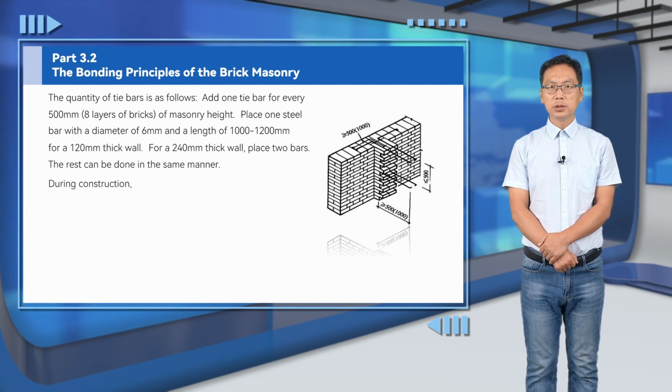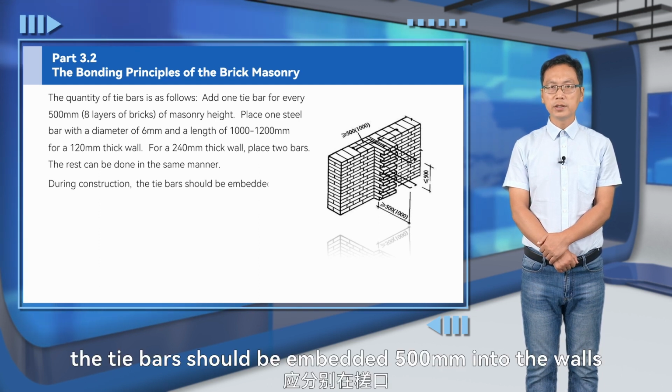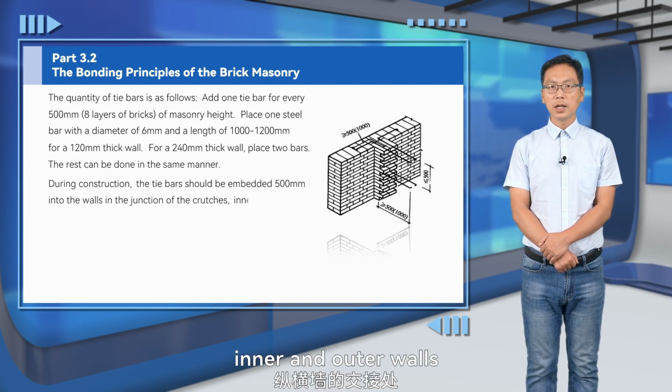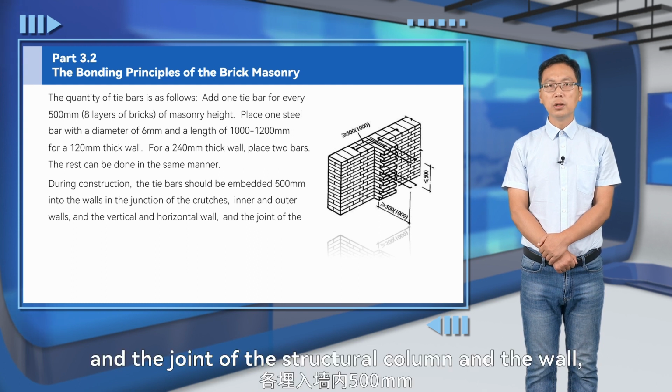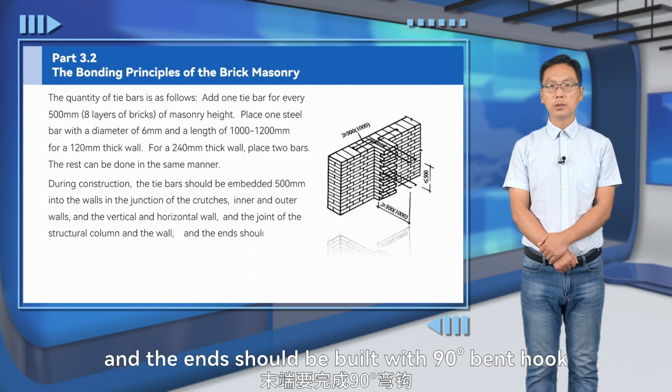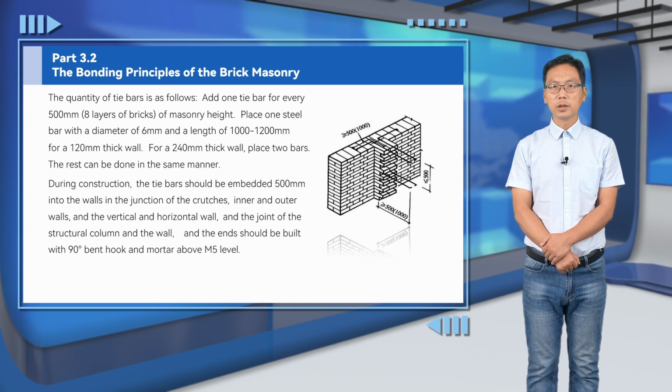During construction, the tie bars should be embedded 500 mm into the walls in the junction of the crutches, inner and outer walls and the vertical and horizontal wall, and the joint of the structural column and the wall, and the ends should be built with 90 degrees bent hook and mortar above M5 level.